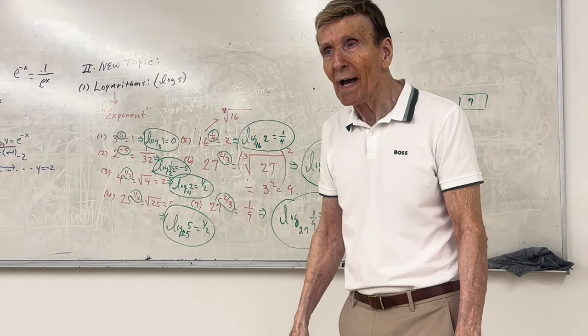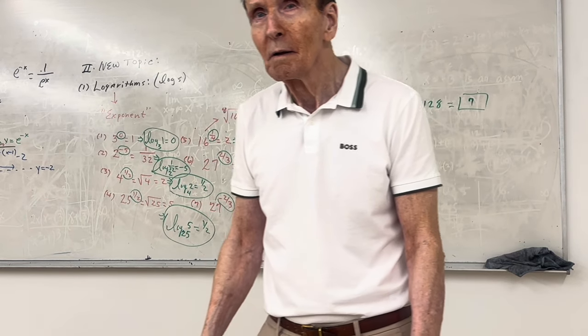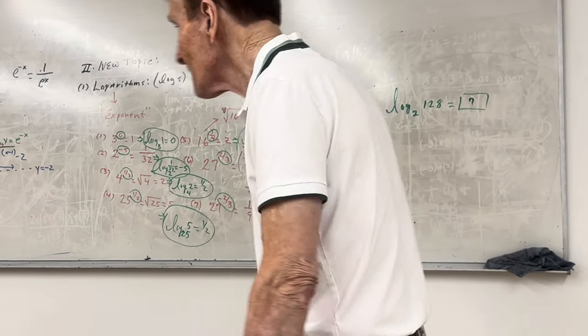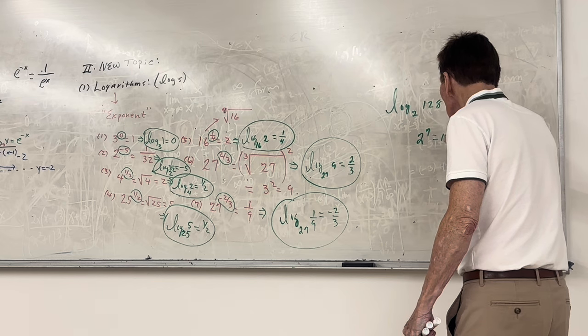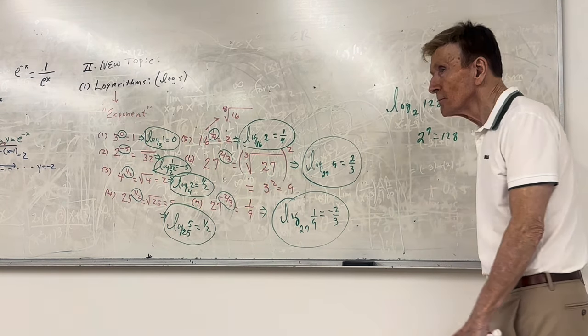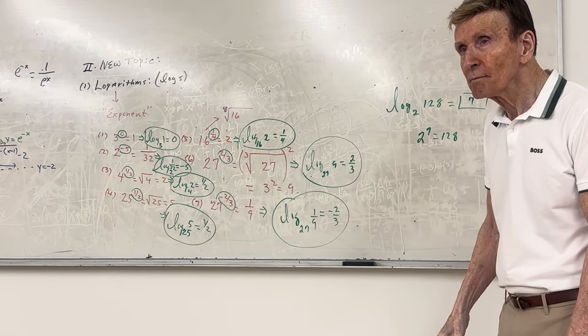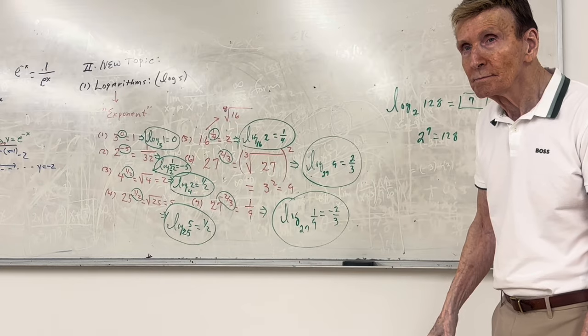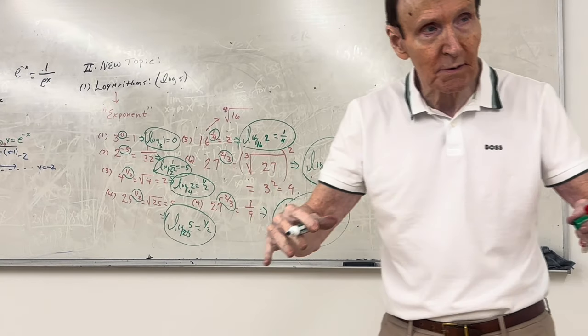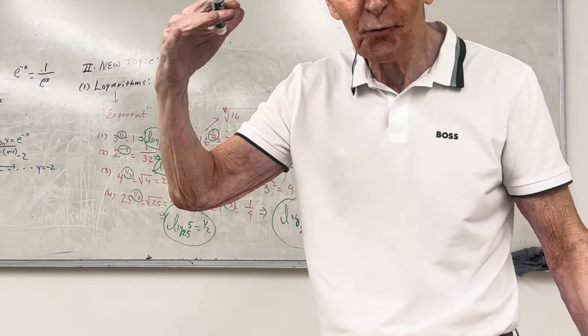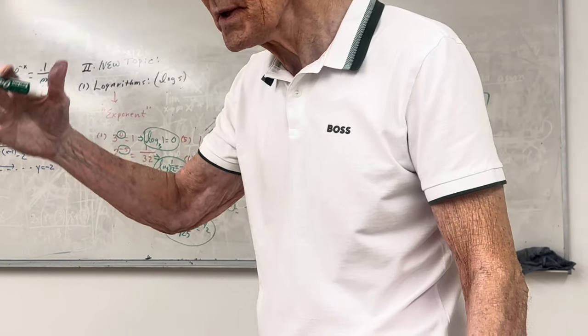Robert, tell us fast why. 2 to the power of 7 is 128. That's why the answer is 7. You go back to middle school, 2 raised to the 7th, 2 times 2 times 2 about 7 times is 128. Written in this new form, with logs, that's what it looks like.